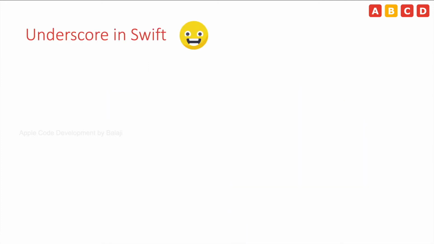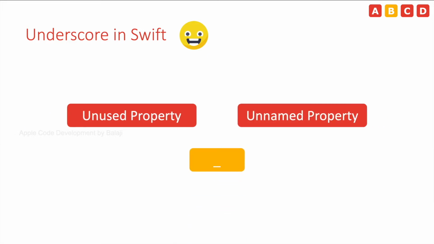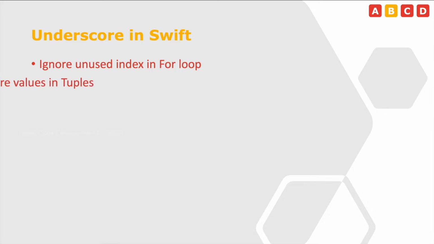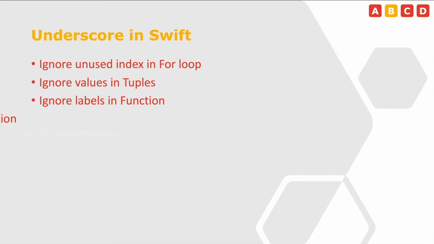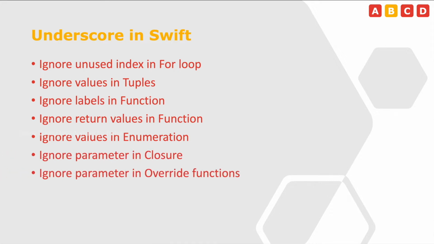Sometimes while coding, we will have some property for the syntax for the code completion, but we won't use the property. Those unused properties we can change to underscore, called an unnamed property. Let me show you some examples in the below topics. Ignore unused index in the for loop. Ignore values in tuples. Ignore labels in function. Ignore return values in function. Ignore values in enumeration. Ignore parameter in closure and ignore parameter in override functions.